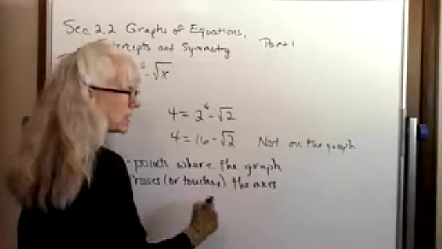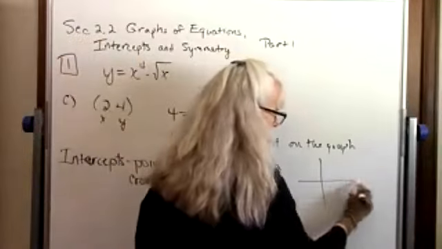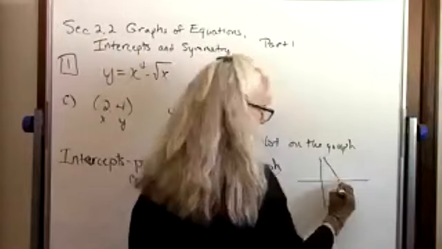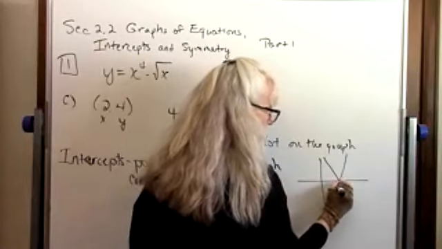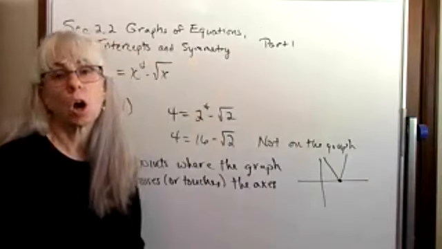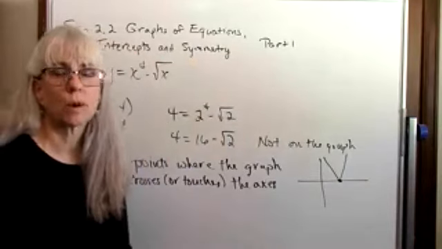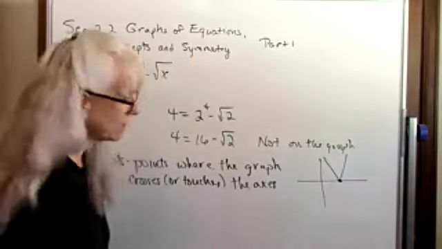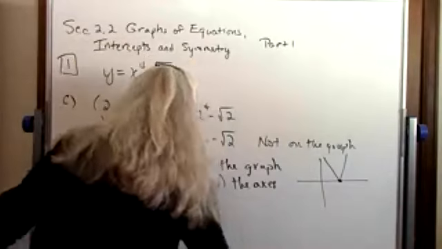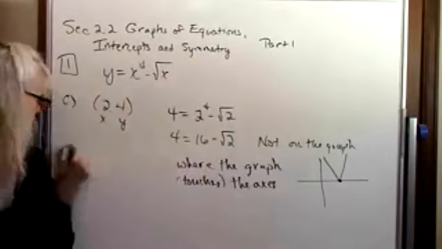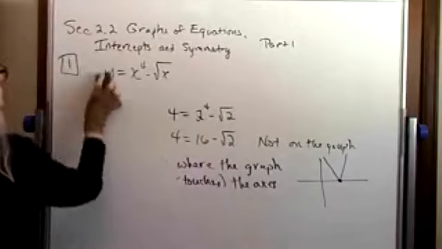What do I mean by touching the axis? Well, you might have something that does something like this. In which case it's touching the axis right there, that x-intercept, but it's not crossing it. So remember that intercepts are wherever we touch an axis. We don't have to cross it. So let's work on some directions on how to find intercepts so that you have those.